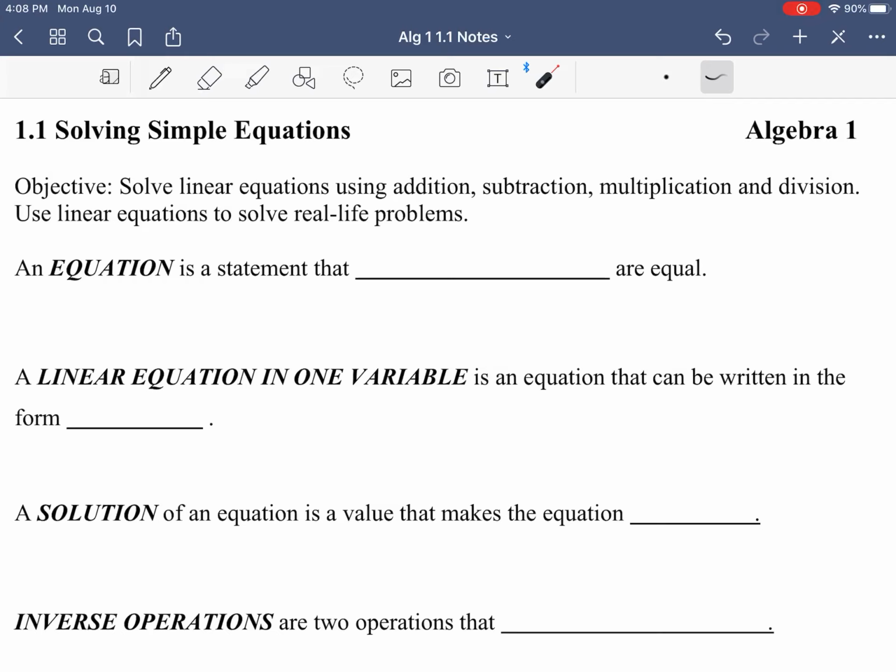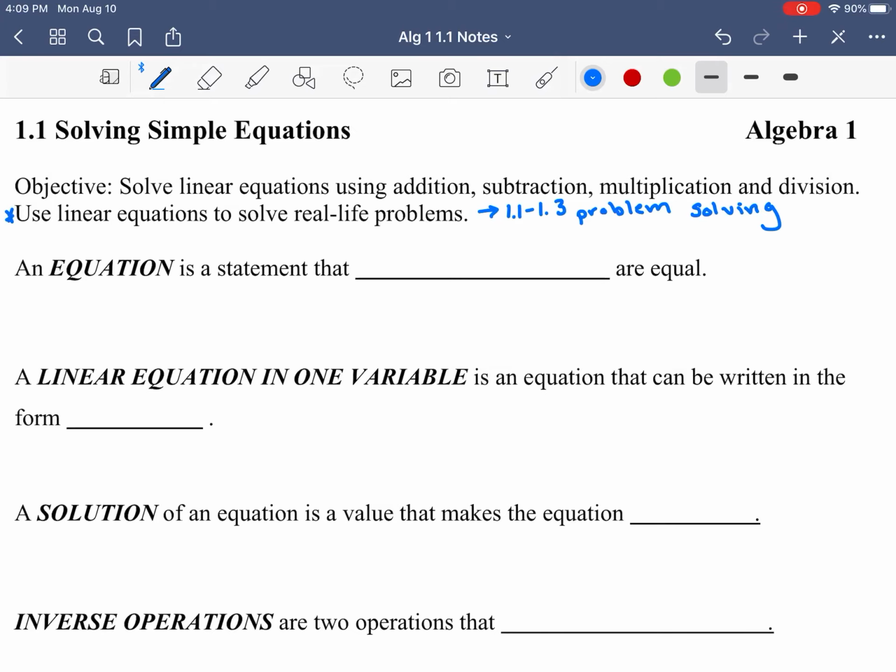And then we're going to use some linear equations to solve real life problems, but we're actually going to save these for the end. We're going to lump all of 1.1 to 1.3 problem solving until after we get done with 1.3. Okay. So we're going to wait on this step.